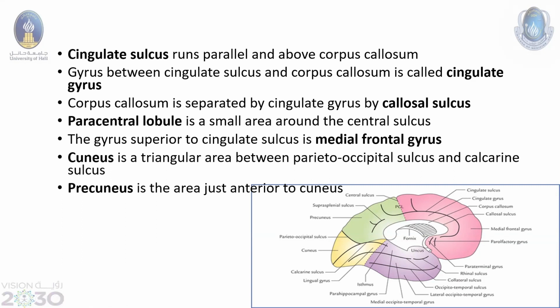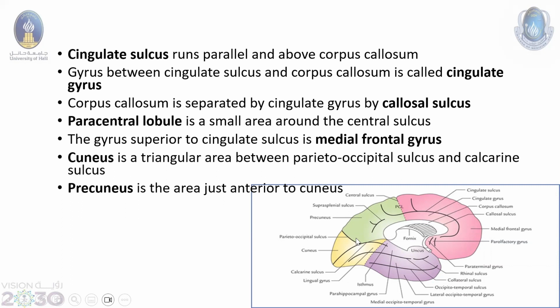The gyrus superior to the cingulate sulcus is called the medial frontal gyrus. It lies just in front of the cingulate sulcus, as well as above it. So this whole gyrus is called the medial frontal gyrus.